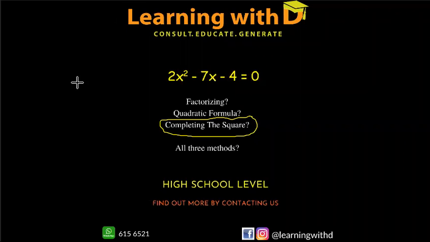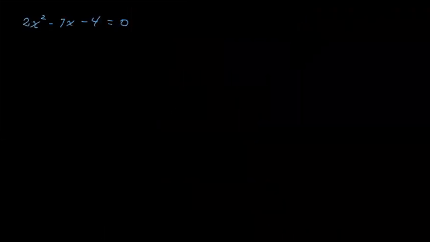Okay, so here we go. We're going to complete the square now. That's the method we're going to use to solve 2x squared minus 7x minus 4 is equal to 0. So our very first step here is going to be to take C on the right-hand side, transpose it.